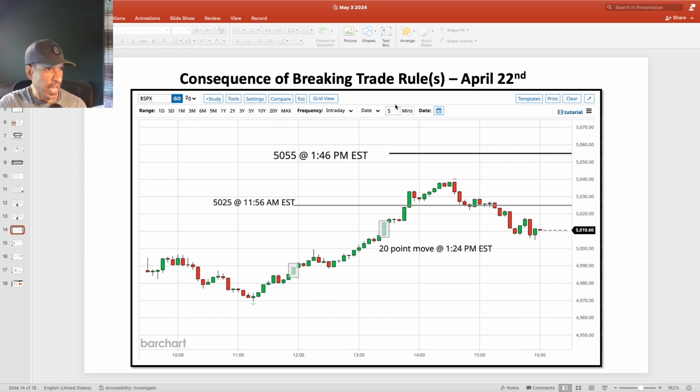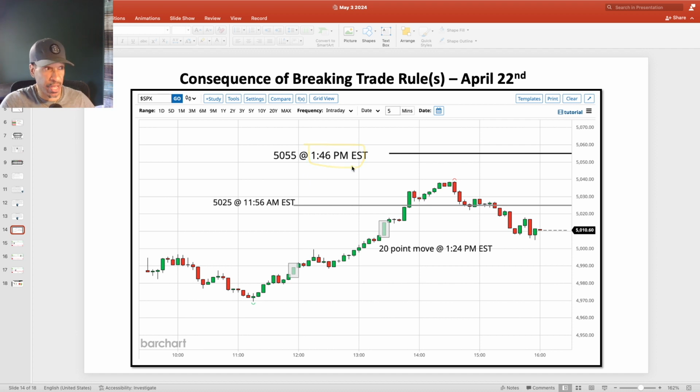Now on that same day, after I rolled this position, because the SPX had made a 20-point move, my perspective was different, right? Thus, I was able to put on another trade that same day, with the same expiration date, at 50.25. And I put that trade on at 1:46 p.m.